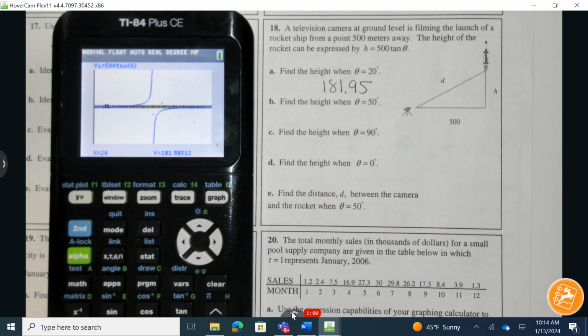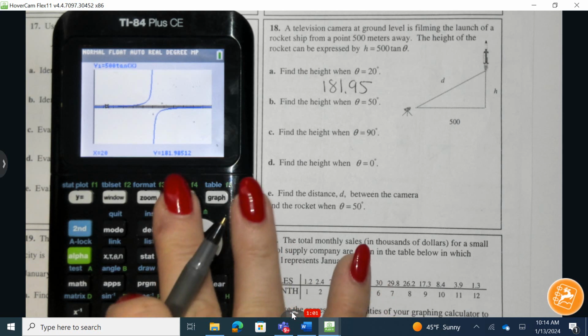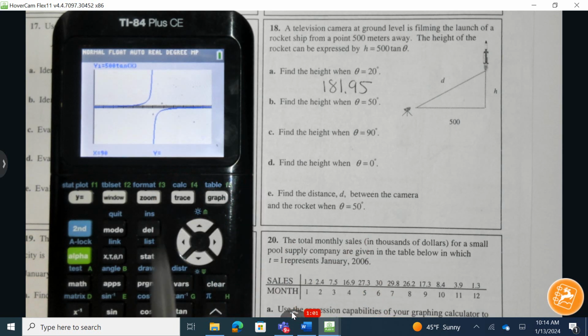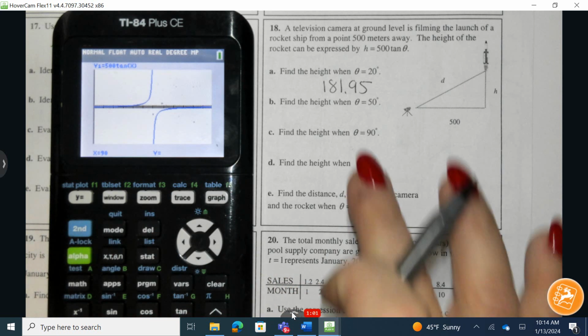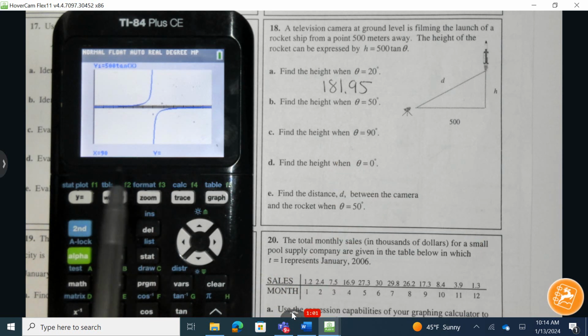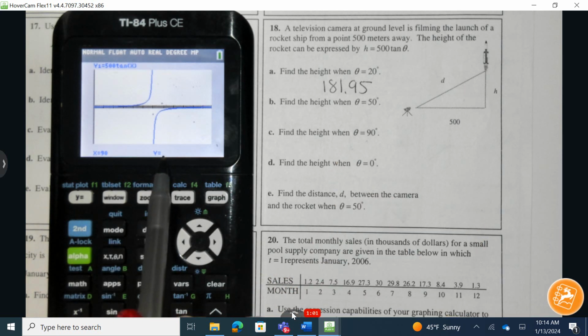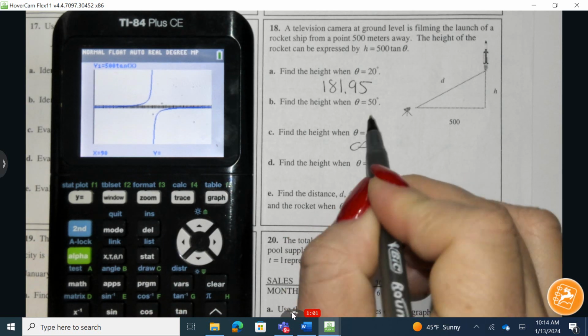181.95. 181.95, or 182 if we rounded it. Let's go and type in 90. At 90, whoops, sorry, it was 50 was next, my fault. Well, 90, by the way, is going to be our next one. When you do not see an answer, it's going to be to infinity.